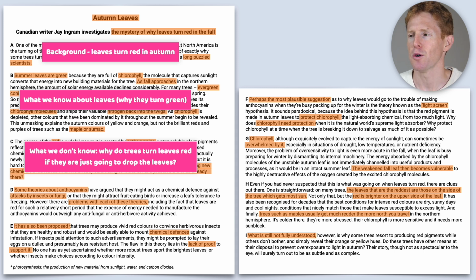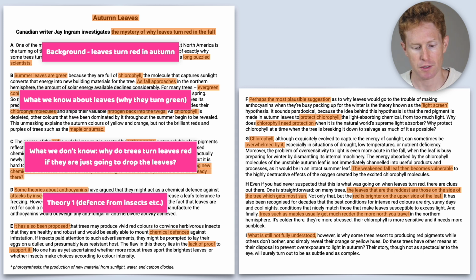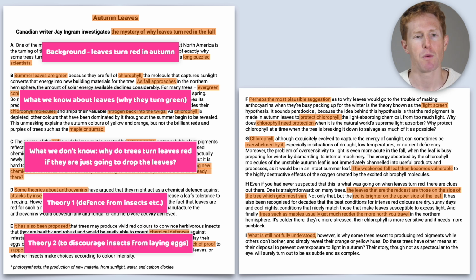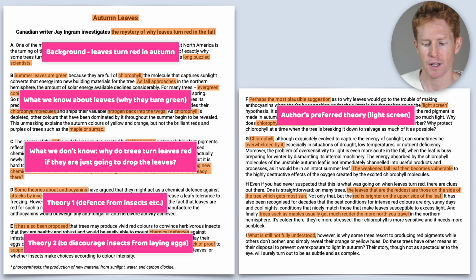So then the author suggests some theories. We've got theory 1 here, which is a defense against insects and other things. There's a second theory which talks about discouraging insects from laying their eggs on the leaves. And then we've got the author's preferred theory. It's called the light screen theory. There's definitely going to be questions about that.